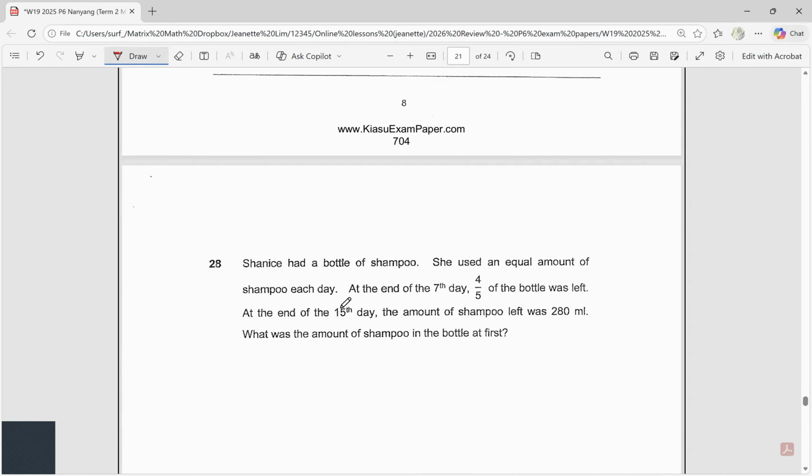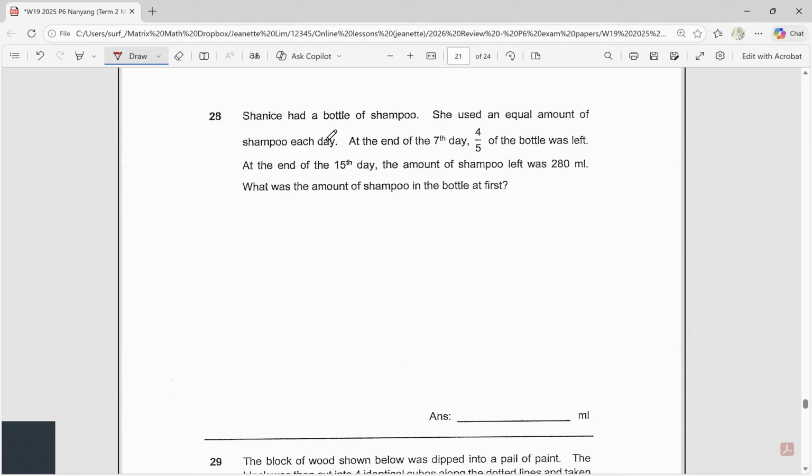Next question, 28. Shanice had a bottle of shampoo. She used an equal amount of shampoo each day. At the end of 7th day, 4/5 of the bottle was left. At the end of 15th day, the amount of shampoo left was 280 ml. So what's the amount in the bottle at first?